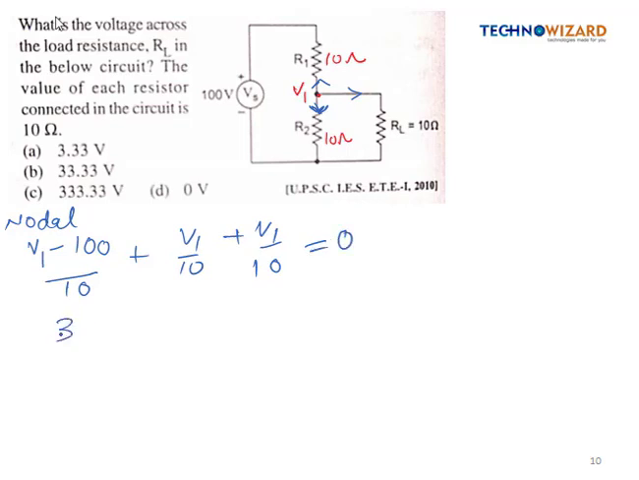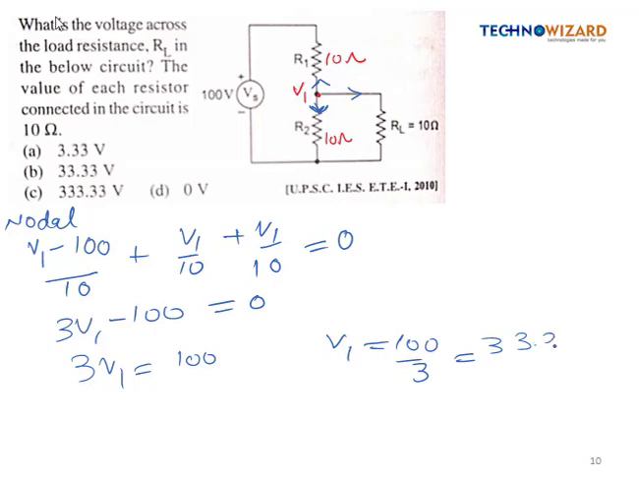So this will be simply 3V1 minus 100 is equal to 0. It means 3V1 is equal to 100. So V1 value is coming as 100 by 3, which is equal to 33.33 volt. So option B is correct, because V1 is the voltage across the load resistance and we have to find out V1 only. So for this question B is correct.